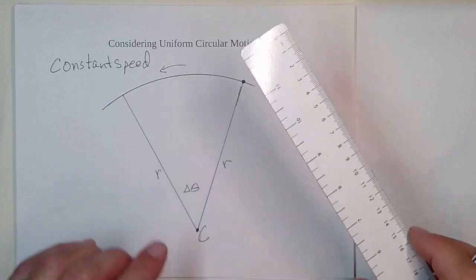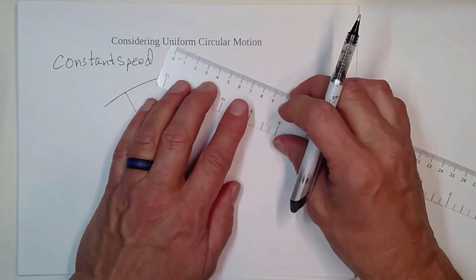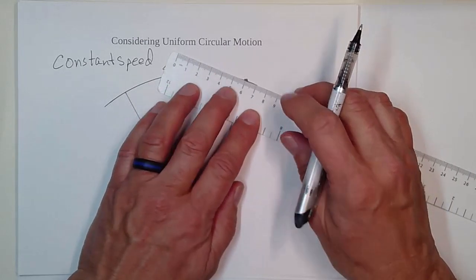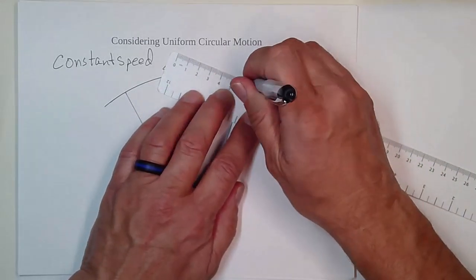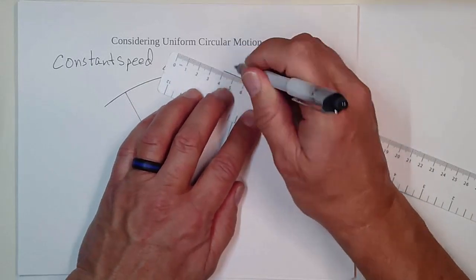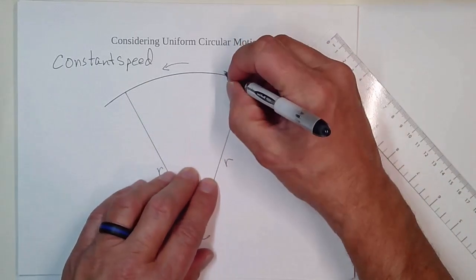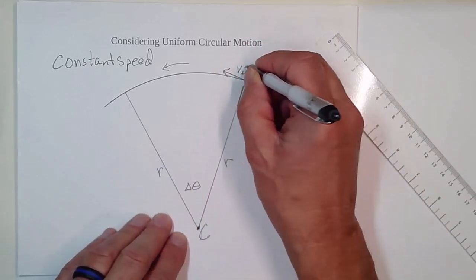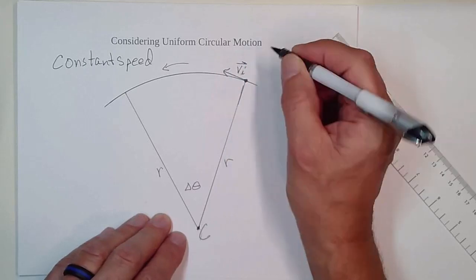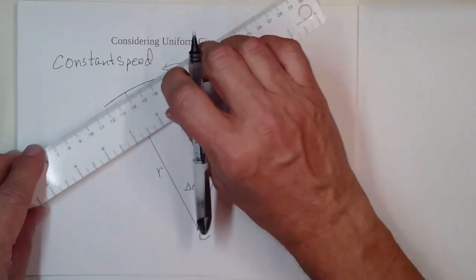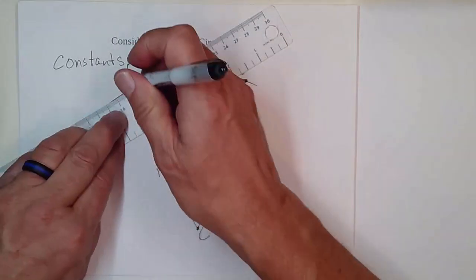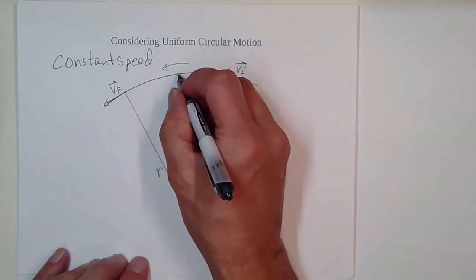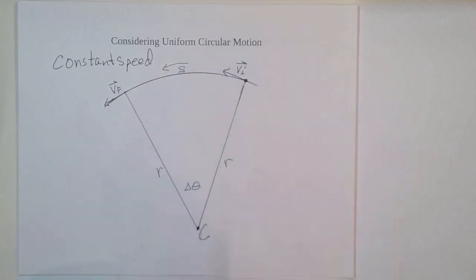I also want to draw the instantaneous velocity vectors. When an object is traveling along a curved path, its instantaneous velocity is always tangential to that path. So here's the instantaneous velocity when it's here. We'll call that v initial, and draw another tangent to the path there. Here's v final. Now there's going to be some arc length here, right?